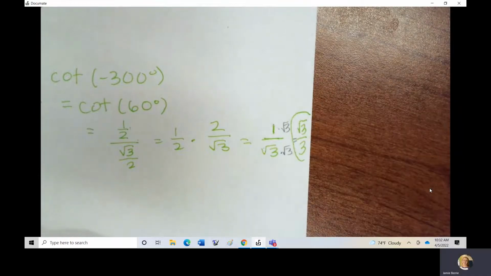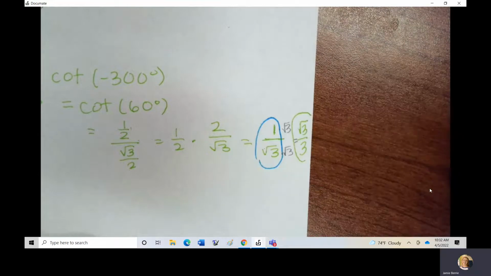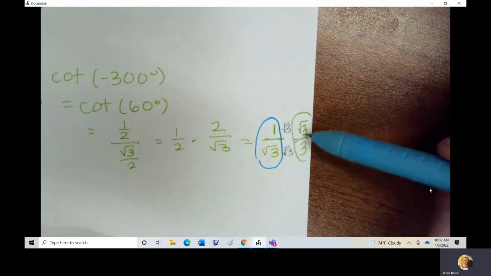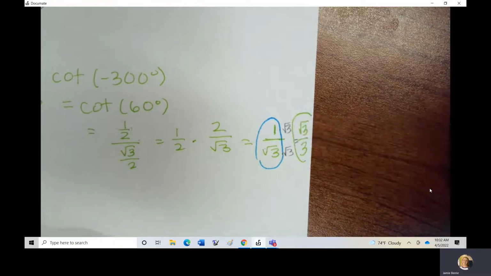Now, Hawks will accept this as your answer. But if you wanted to rationalize the denominator and get rid of that radical in the bottom, you could if you wanted to.